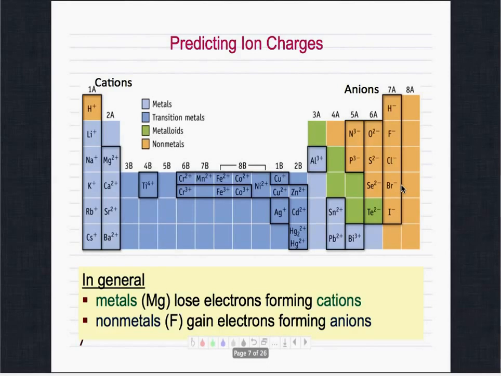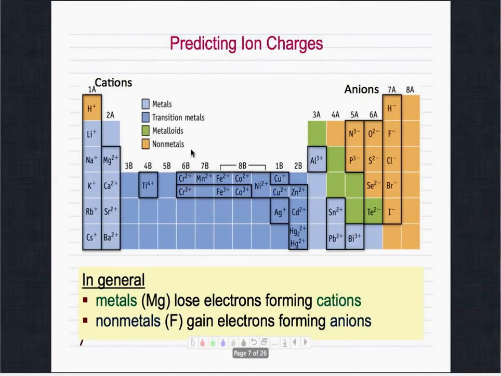Okay? Now, for transition metals, it's much harder to predict the charge for one good reason, because they can be in more than one cationic form. And all the time they are in the cationic form.